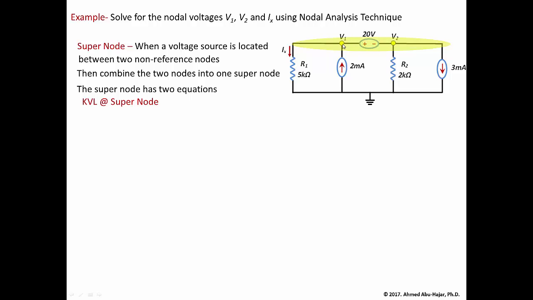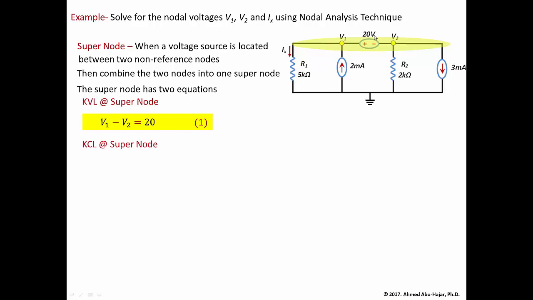So you're going to say that V1 minus V2 will equal 20 volts. You're going to look at the node where the plus polarity is connected. That's going to be V1 minus the nodal voltage where the negative polarity is connected, that is going to be V2, and that will equal 20 volts. So the equation is going to be V1 minus V2 equals 20 volts. That's a very straightforward equation. This is the first equation of the supernode.